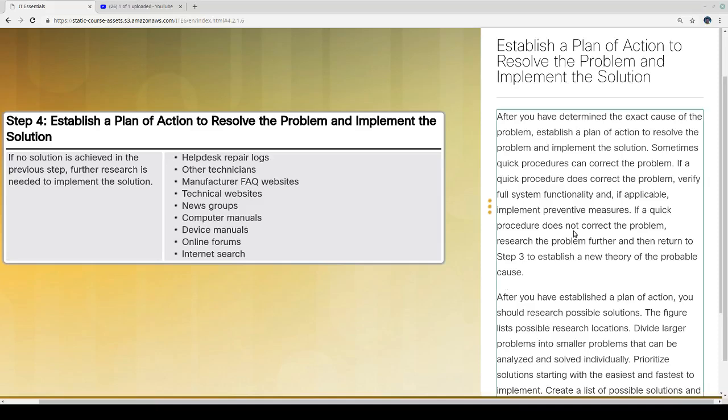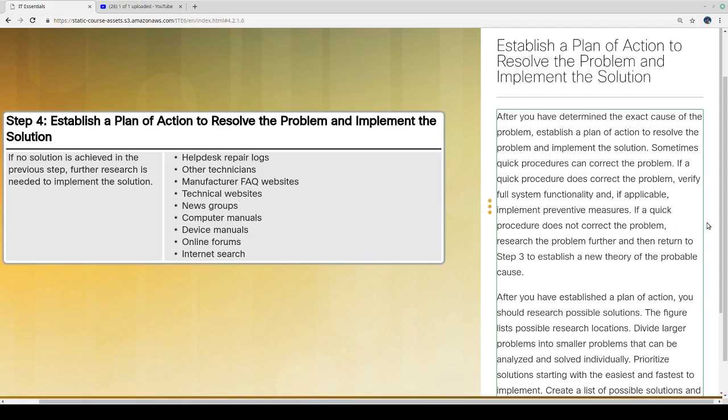Okay, welcome to this. This is going to be slide 12, chapter 4. Establish a plan of action to resolve the problem and implement the solution. So, after you've determined the exact cause of the problem, establish a plan of action.